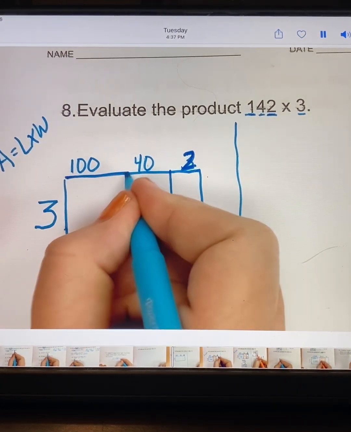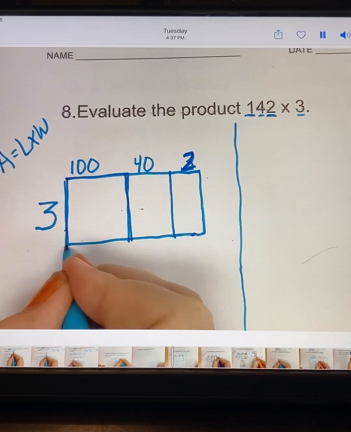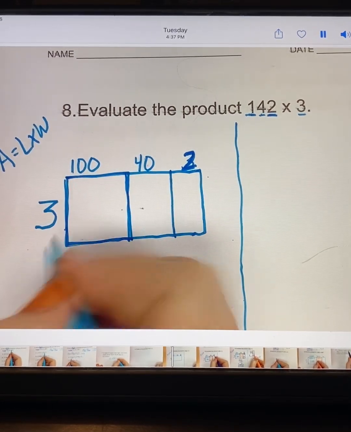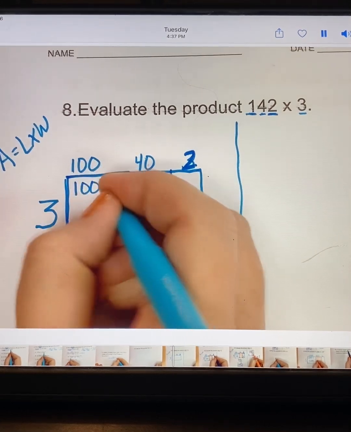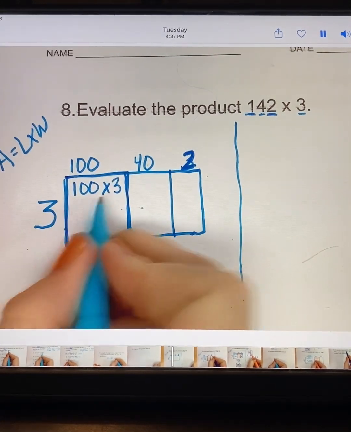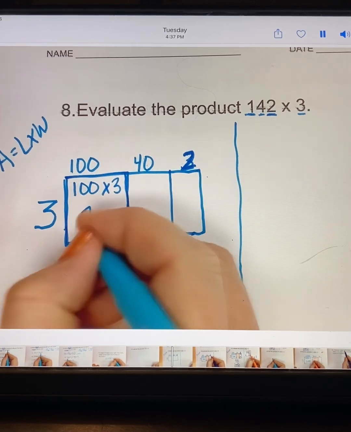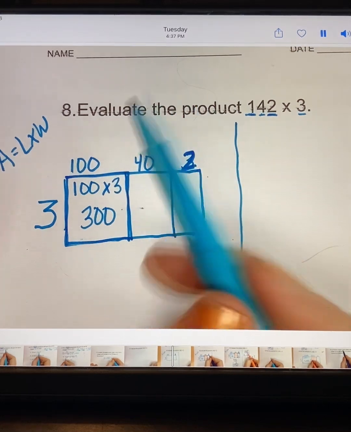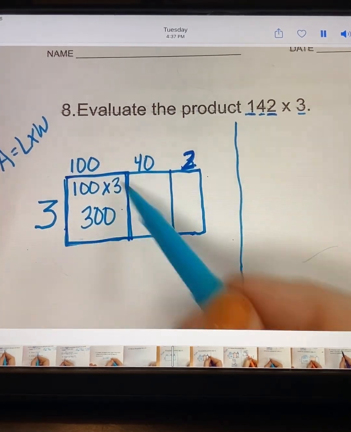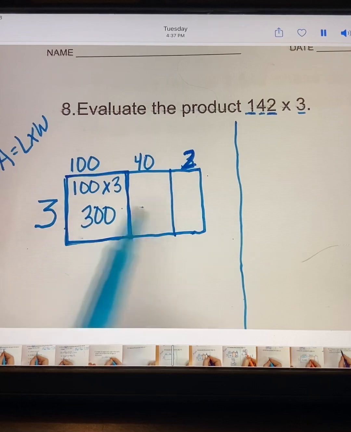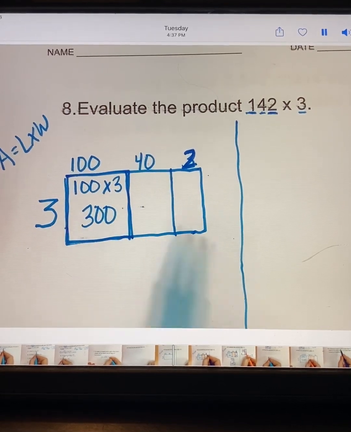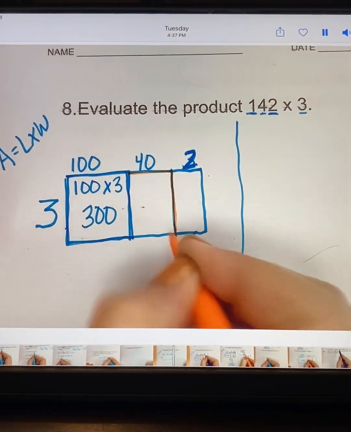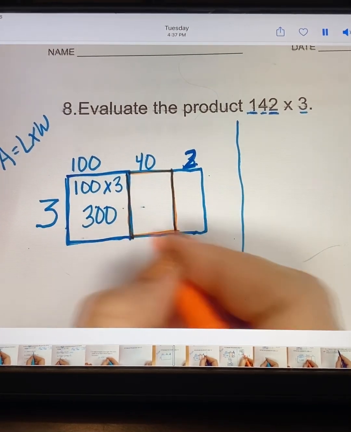So this first section right here, if I'm multiplying my length times width, well, my length is 100, my width is 3, so I have 100 times 3. I know that 100 times 3 is 300. And this is where it's important to know those multiplications by 10, 100, 1,000. That's why this is important, because when we get into area model, this is what you're going to need to know.